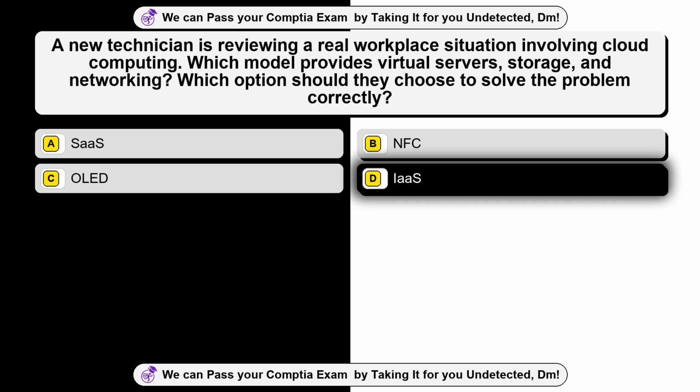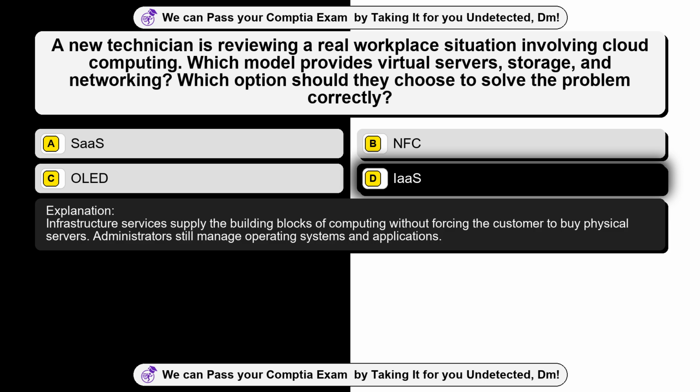The correct answer is option D, IaaS. Infrastructure services supply the building blocks of computing without forcing the customer to buy physical servers. Administrators still manage operating systems and applications.